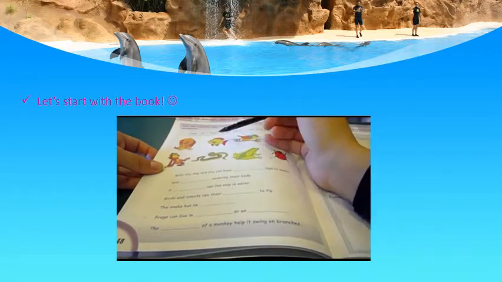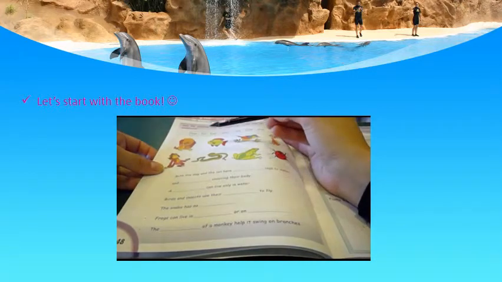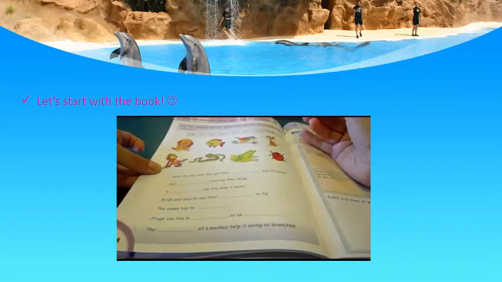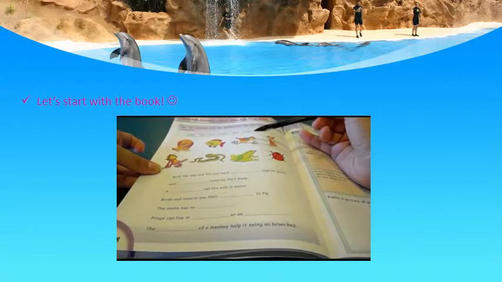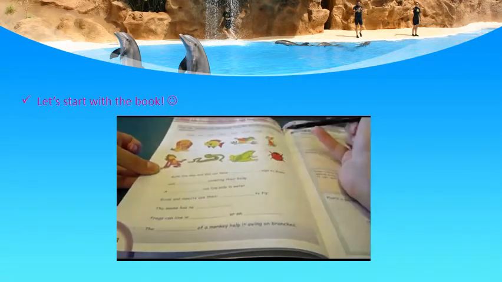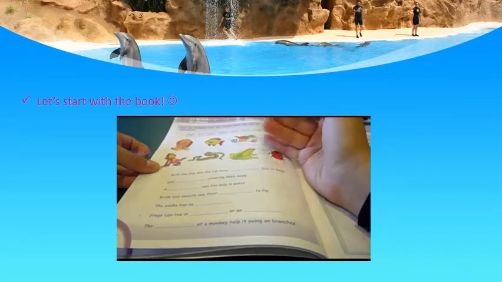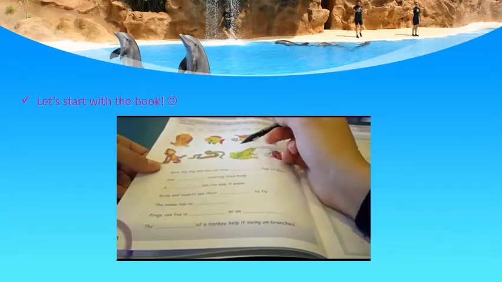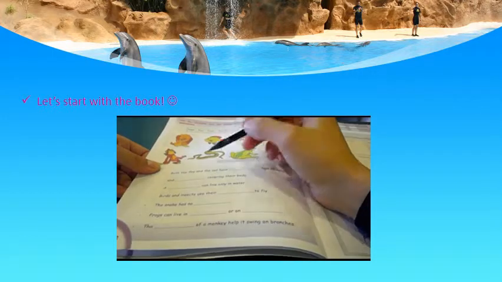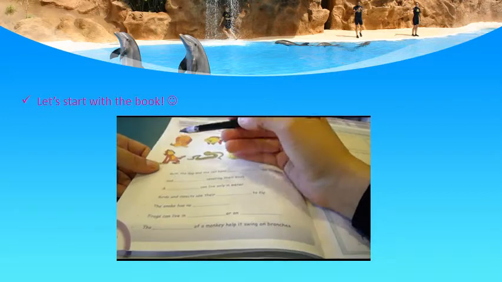Okay, how is the fish different from these animals? The fish can live only in water. How are insects and birds alike? They use their wings to fly. How is the snake different from these animals? The snake has no legs. How is the frog different from these animals? Come on, frogs can live in water or on land.